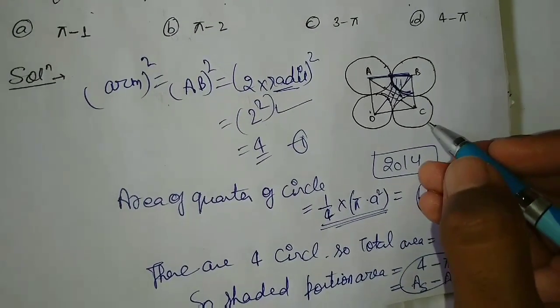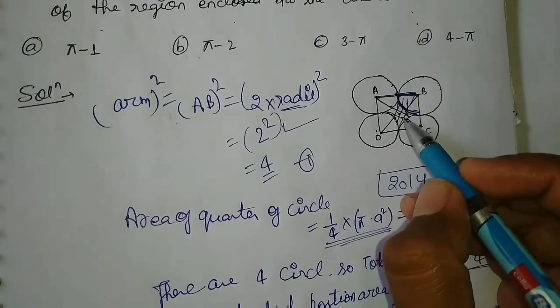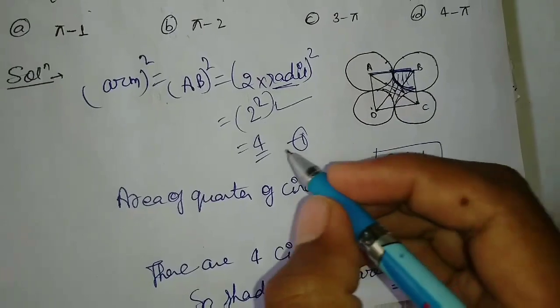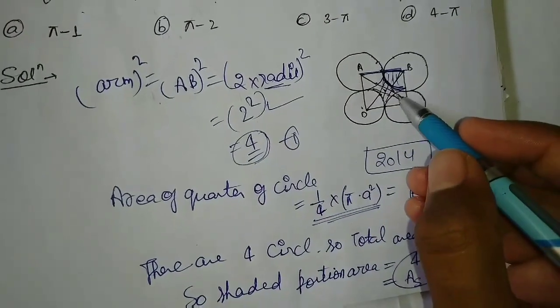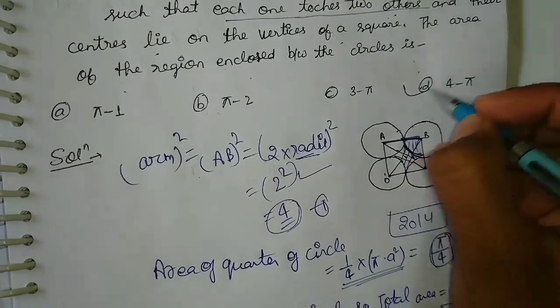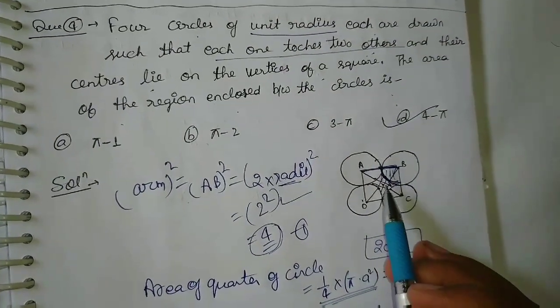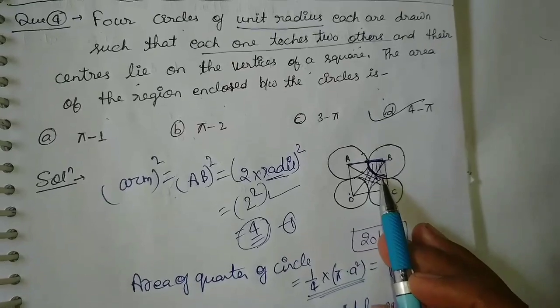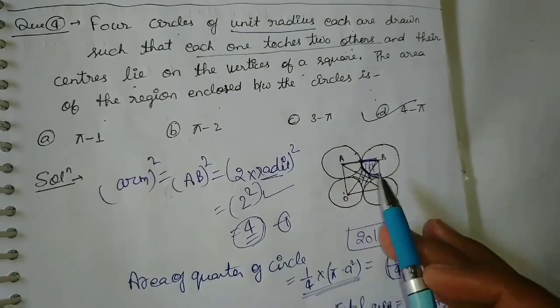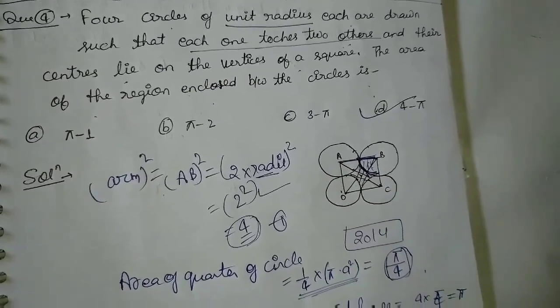Now the shaded portion area will be the area of the square minus the area of these quarter circles. So just 4 minus the area of these quarters, which is pi. 4 minus pi. So the answer will be just D. So this is a very simple question. You have to just calculate the area of the square, and then calculate the area of these quarters of the circle, and then subtract both, then you will get the shaded portion.